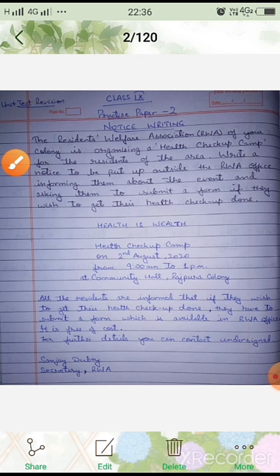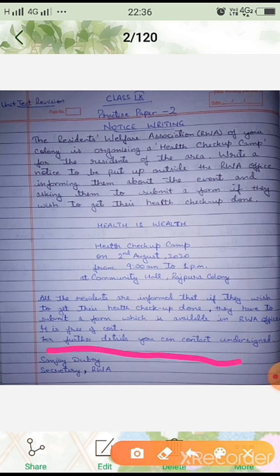Then all the residents are informed that if they wish to get their health checkup done, they have to submit a form which is available in the Resident Welfare Association office. It is free of cost. So for further details you can contact the undersigned. Undersigned means you can contact Sanjay Dubey. And who is he? Sanjay Dubey, he is the secretary of the Resident Welfare Association.